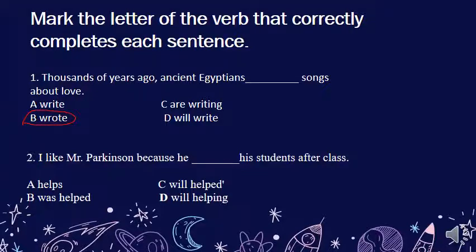I like Mr. Parkinson because he helps his students after class. So what does he do after class? Maybe this happens every day after class. Helps, maybe, because it's in the present. It happens every day. Was helped is totally wrong because it's passive. Will helped can't be because will is future and helped is past, so we can't put them together. Here is the same, will helping, will in the future and helping in the continuous present. So it helps means that he does this every day.